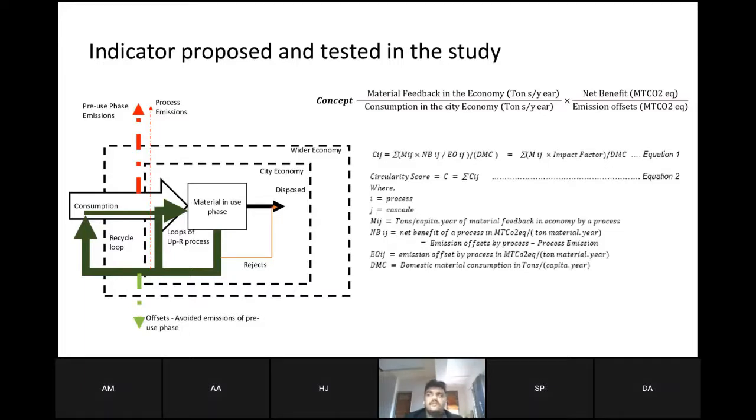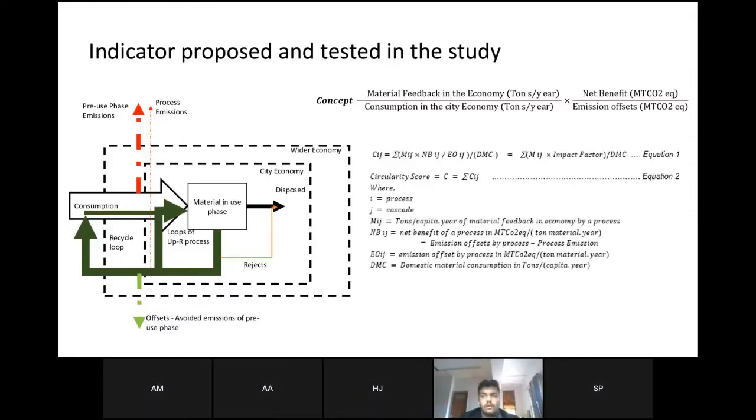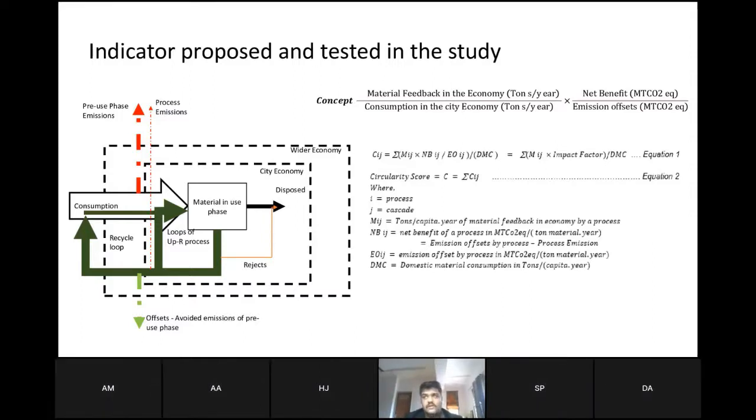On the left you would see is the ratio which signifies the material consumed from the circular process, and on the right is the impact factor which accounts process emission in context to the avoided emission. So for a process like reuse, if there is no emission in that activity happening, the impact factor will be 1. Equations 1 and 2 are what the indicator translates to. For selected representative products, material feedback in the economy is being graded based on the emission, giving a score value for the representative product, which when cumulated, gives us the final score of circularity, which is the indicator envisioned, and I will be explaining later. Since for the consumption part, there is nothing which exists that could be representing the city's consumption, we have used domestic material consumption as a proxy value here, being adjusted to the city level.